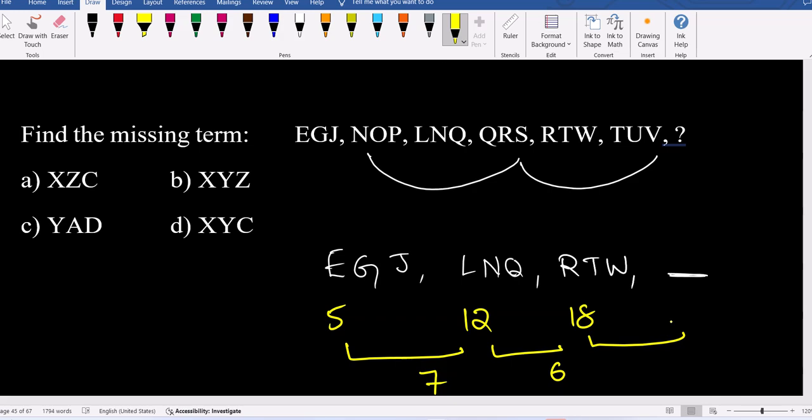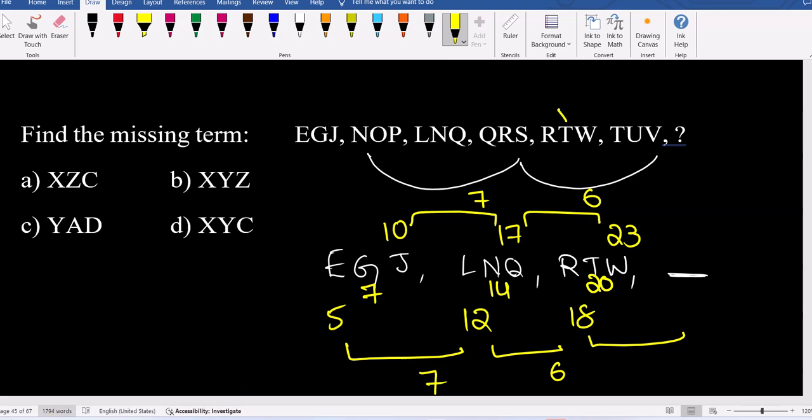But there is no option called W, so that's fine. We'll see among the options which is suitable. What about the last one: 10, 17, 23. Here also you can observe a 7 gap, then a 6 gap. The middle one is also 7, 14 and 20. A 7 and 6 gap is there.